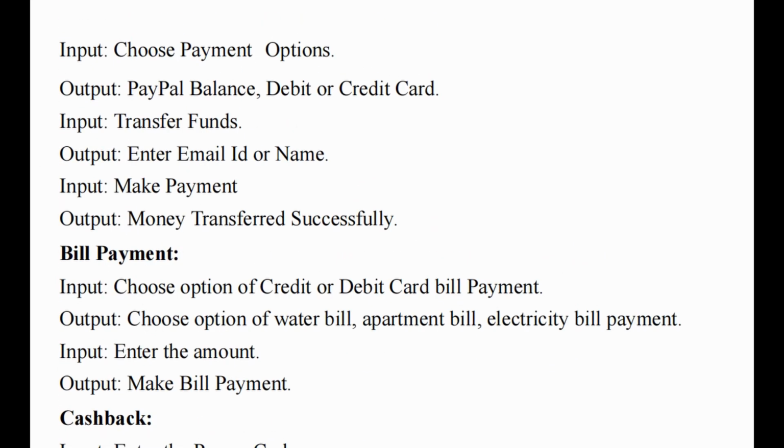Payment method: input, choose payment option; output, PayPal balance, debit or credit card. Input, transfer funds; output, enter email ID or name. Input, make payment; output, money transferred successfully. Bill payment: input, choose option of credit or debit card bill payment, choose option; output, choose option of water bill, apartment bill, electricity bill payment. Input, enter the amount; output, make bill payment.